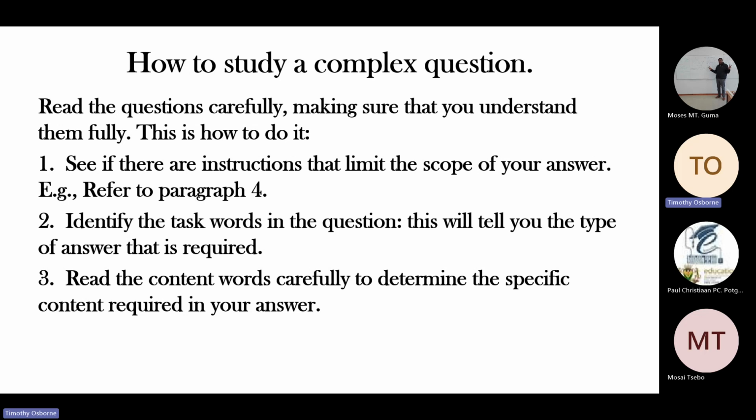Then you identify the task word in the question. We've already looked at many task words, things such as who, what, when, why, justify, compare. All of those are the task words.